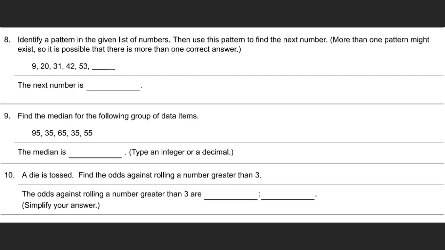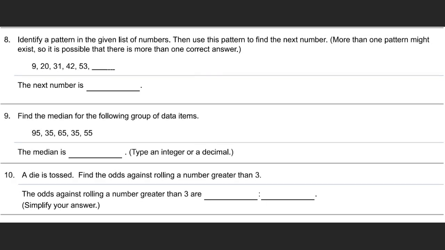Review problems in finite math. Problem number 8. Identify a pattern in the given list of numbers, then use this pattern to find the next number. More than one pattern might exist, so it is possible that there is more than one correct answer.